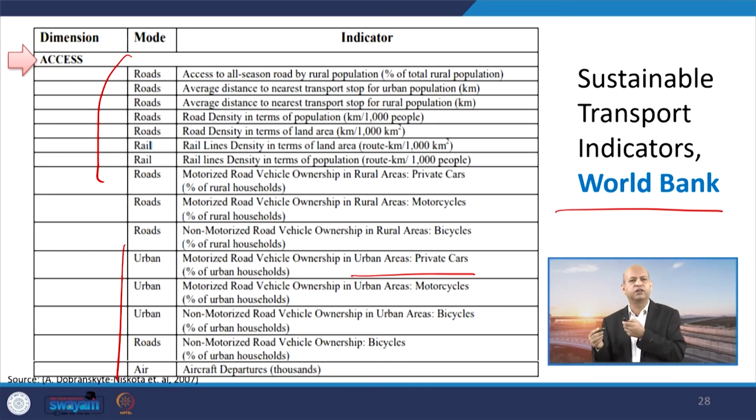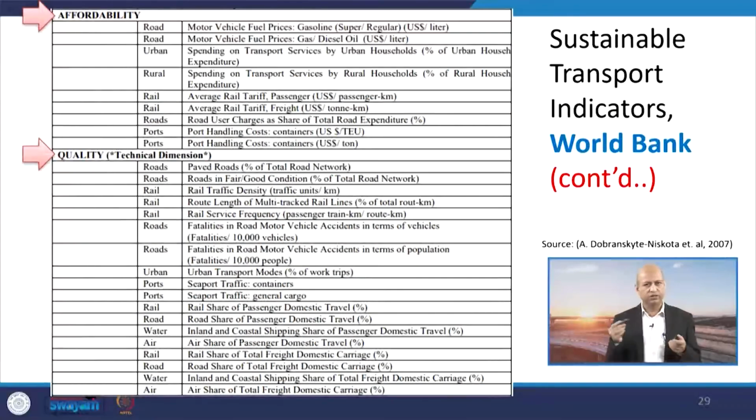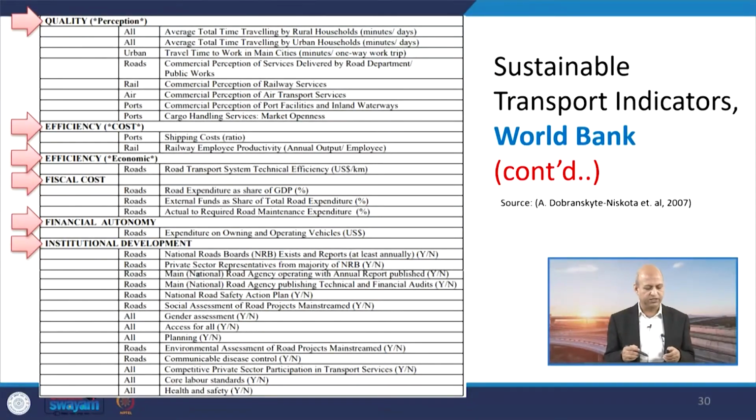Some agency give emphasis on a particular type of transportation mode or the aspect, others may give emphasis on different kind. So, we will see the comparison later on, but you can see like affordability or the quality. So, all these things you have to have this kind of checklist or the matrix which can give you the values, and ultimately we can have some information which will help us to make the decisions. Efficiency or the fiscal cost, all these things are part of the World Bank related sustainable transport indicators.